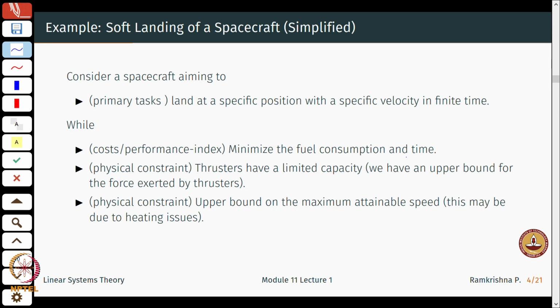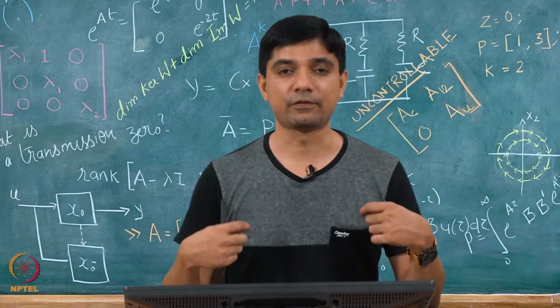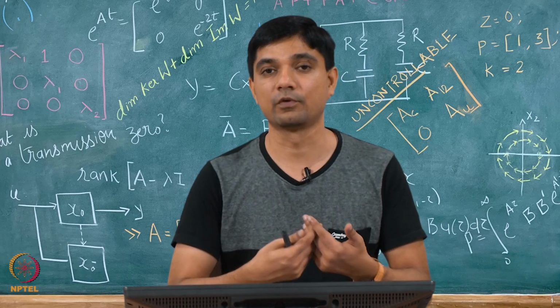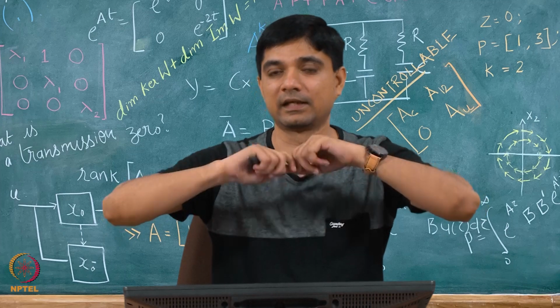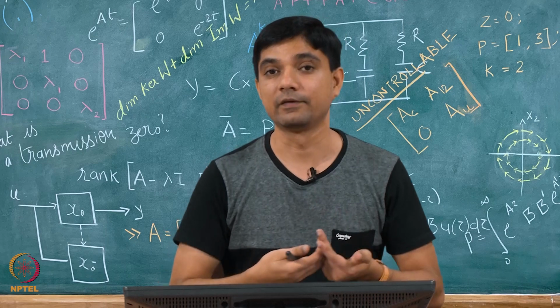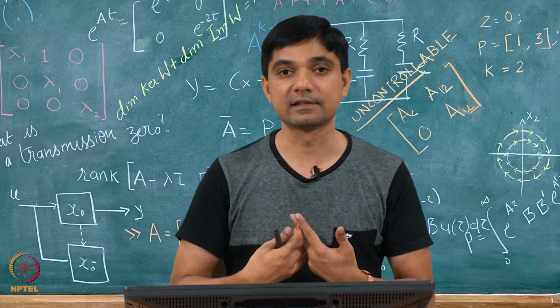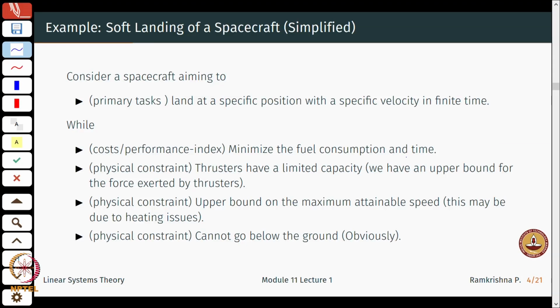And there could also be an upper bound on the maximum attainable speed, for whatever reasons. For example, if I look at the current carrying capacity of a transformer or a voltage rating, it's not necessarily due to the conductor there, but it's mostly the properties of the insulator that motivate that rating. So, these are essentially physical constraints which come with the system. Now, of course, there is another physical constraint: you cannot go below the ground.